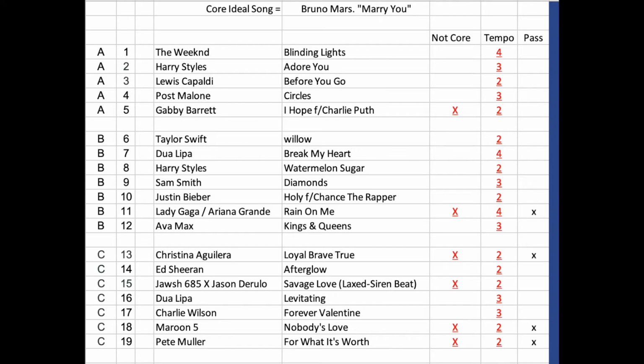All I simply did here, because it's really easy to do, is put the tempo of the songs. You're going to have to do that anyway. So I think Blinding Lights has got a 4 tempo on a 1 to 5 scale. Harry Styles got a 3, and down the line.